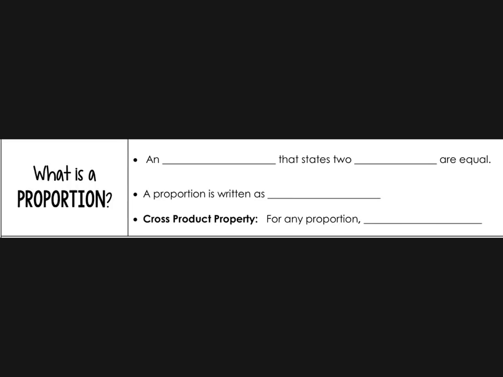What's a proportion? Well, a proportion is an equation that states two ratios are equal. And we were dealing with proportions in the last video for solving trapezoids and isosceles trapezoids. A proportion is usually written as A over B equals C over D. And we have this idea of a cross product. Cross meaning a cross like this, and product means multiply, right? The product is an answer of a multiplication question.